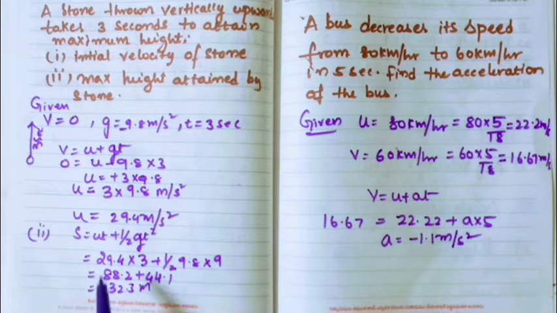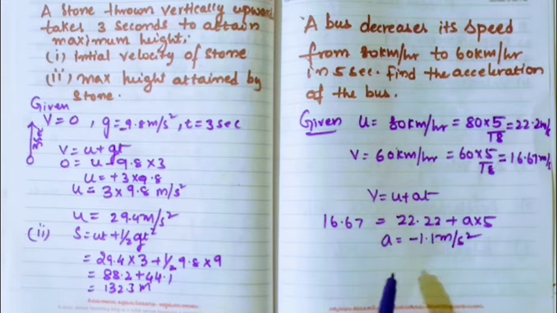But if we use any other formula, for example s is equal to ut plus half gt square, we cannot use this equation here. Why? Because we don't know two things here, s and u. So in that way, we need to choose the appropriate equation.